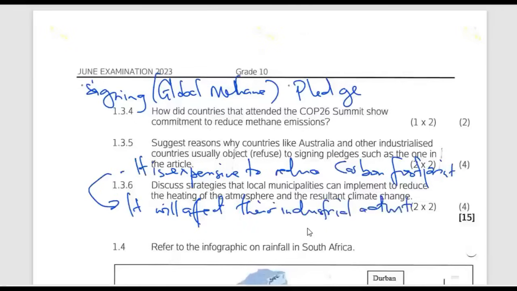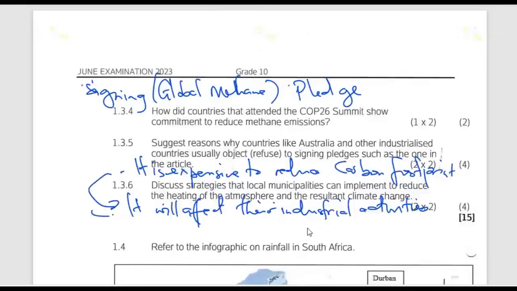Definitely, if they are supposed to reduce their carbon footprint, it automatically means that they are supposed to also reduce their contribution of carbon footprint by their levels of industrialization or industrial activities. So it means they will be affected negatively.